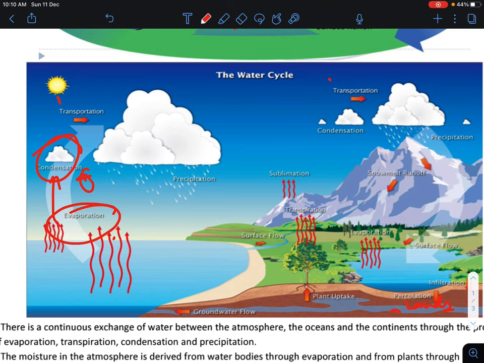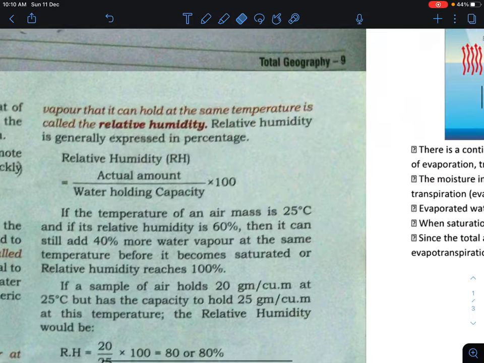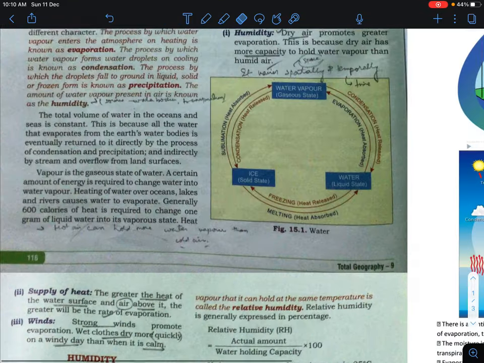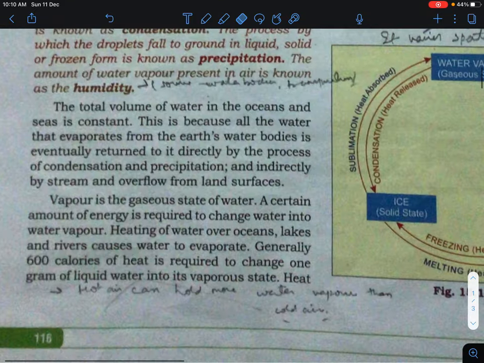Now if we talk about precipitation, it is the process by which the droplets formed fall on the ground. So we have come through these three topics: evaporation, condensation and precipitation. And what is humidity? It is the amount of water vapor present in the atmosphere. Now we will talk about the total volume of water.